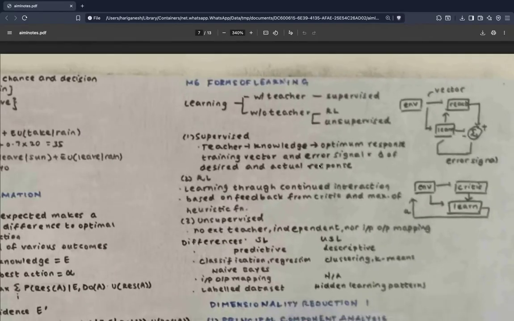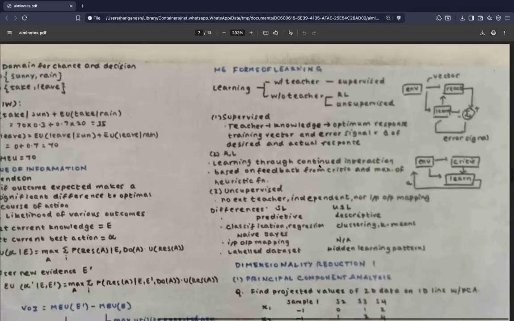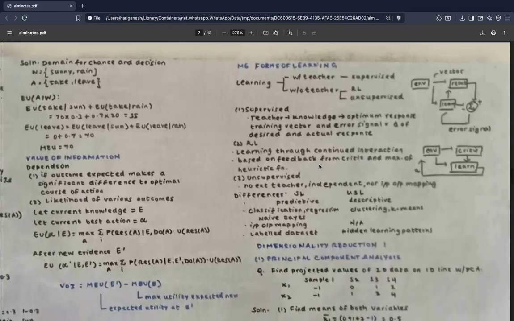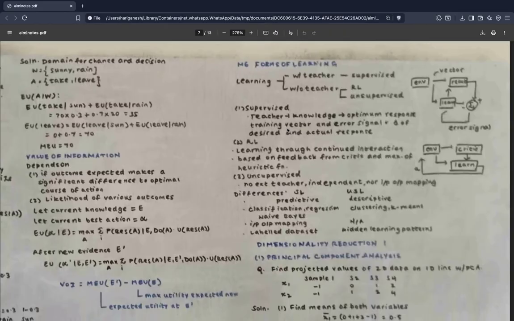In supervised learning, you have a teacher that gives you knowledge. Therefore, you know what an optimum response is. You have a training vector and you have an error signal, and this error signal is the difference between the desired response and the actual response. The second is reinforcement learning, where you learn through continued interaction. This is based on feedback from critics, and you want to maximize utility at the end of the day.